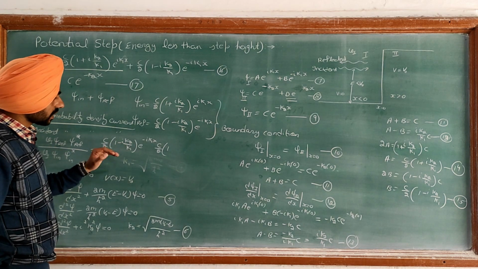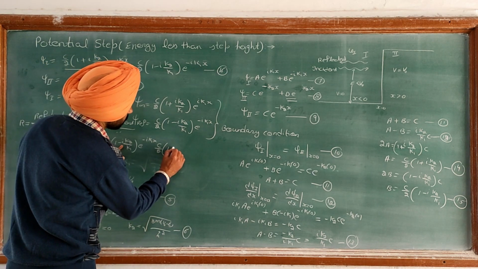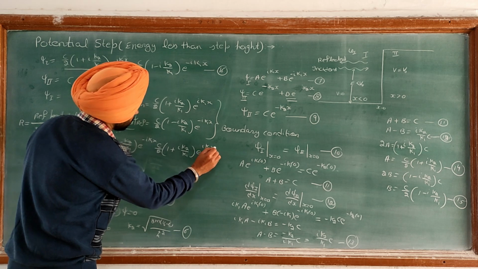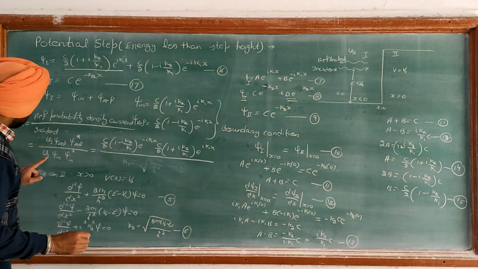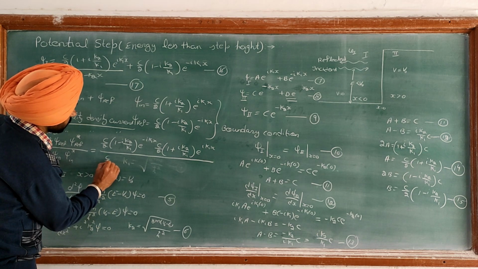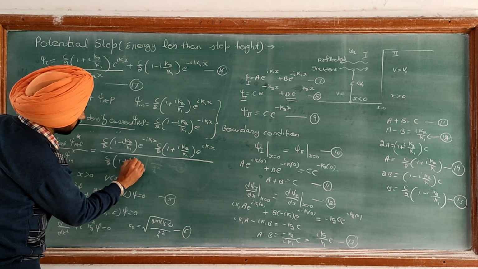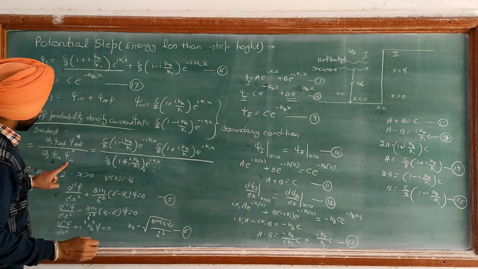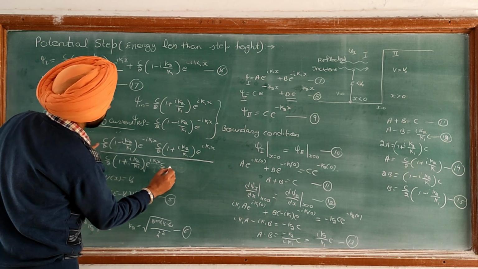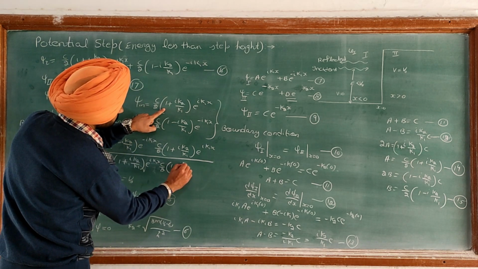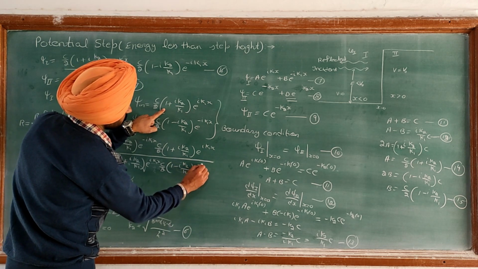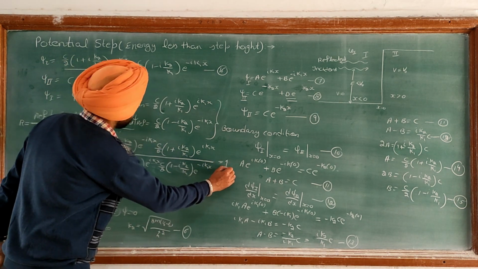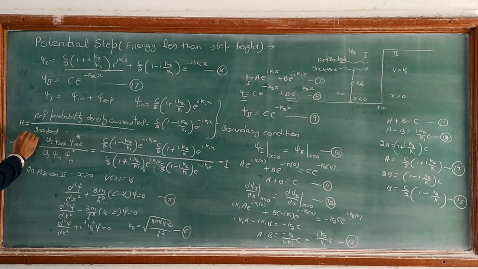Complex conjugate means I will replace iota by minus iota. So (1 plus iota k2 by k1) exponential iota k1x, divided by psi incident, which is c by 2 (1 plus iota k2 by k1) exponential iota k1x, times psi star incident. So I will take the complex conjugate, replacing iota by minus iota: (1 minus iota k2 by k1) exponential minus iota k1x. So all these terms cancel, and finally we have reflection coefficient R equal to 1.